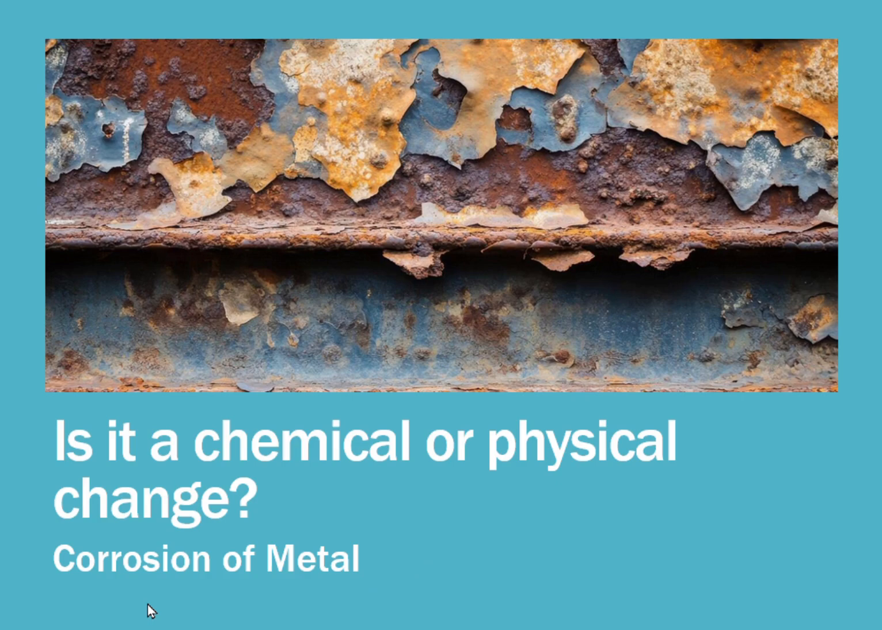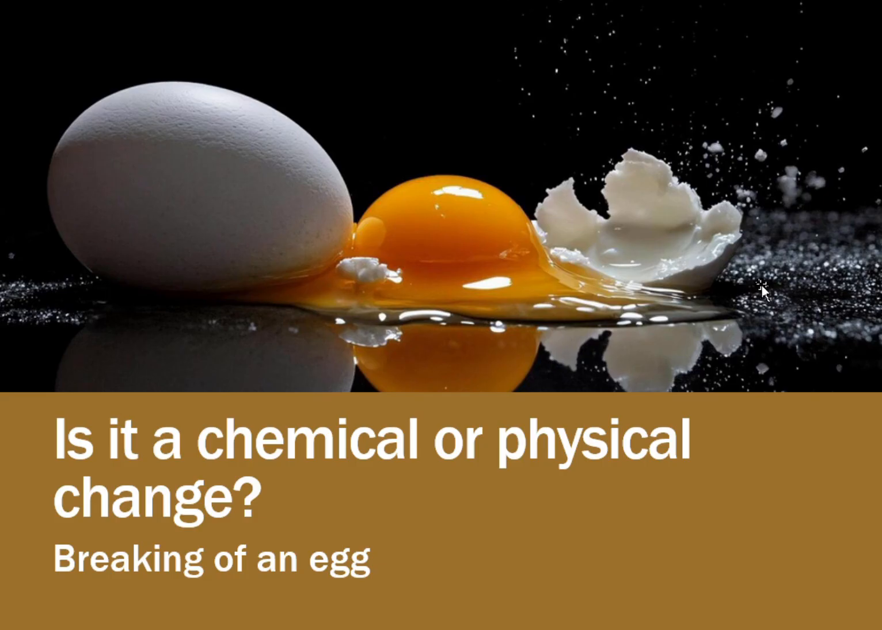How about the corrosion of metal? It is again a chemical change. The reason being, once the metal has corroded, you cannot get the metal back from it. The metal has changed into either the metal oxide or the metal sulfides, and hence the corrosion of metal is a chemical change. And the last one, breaking of an egg.